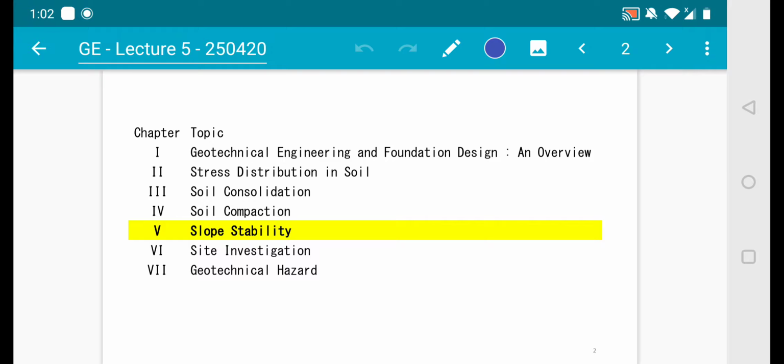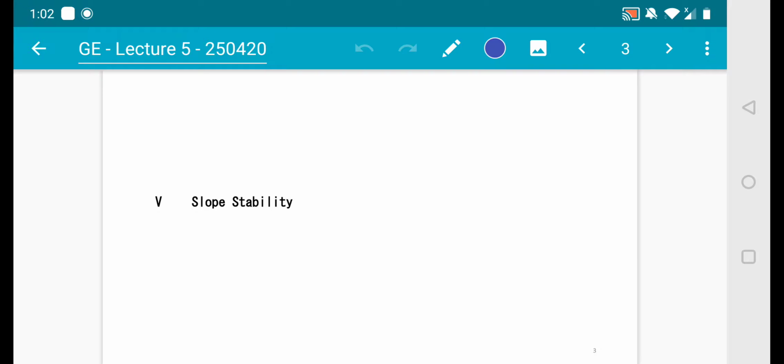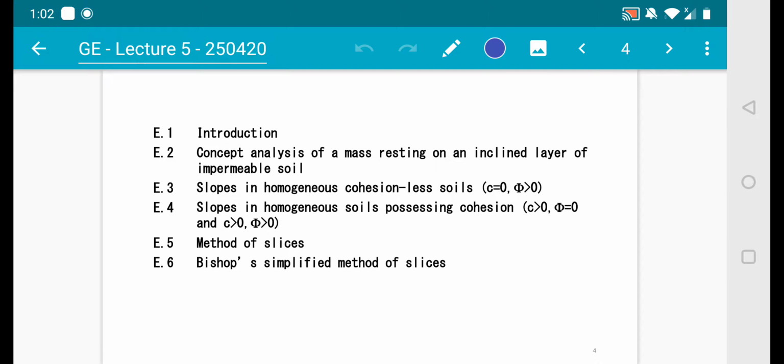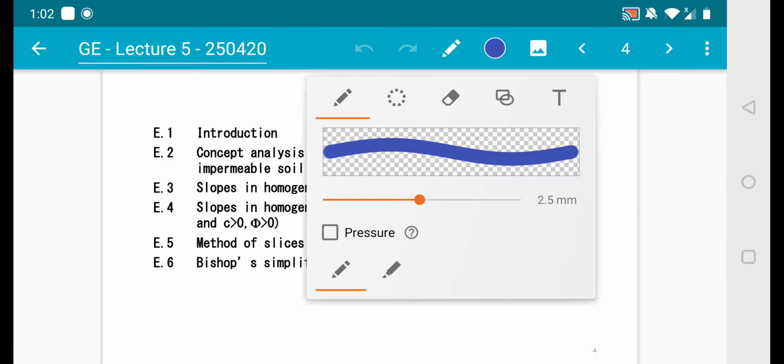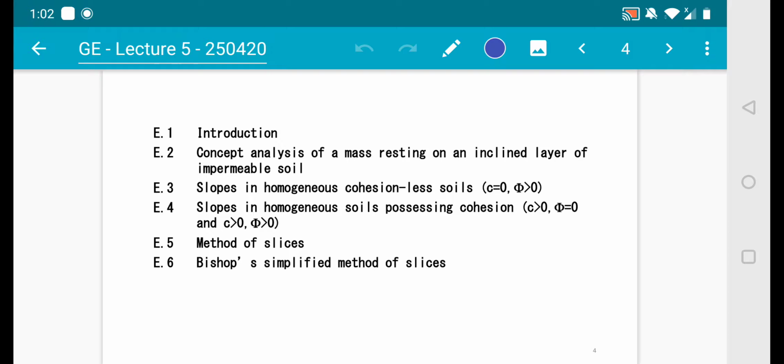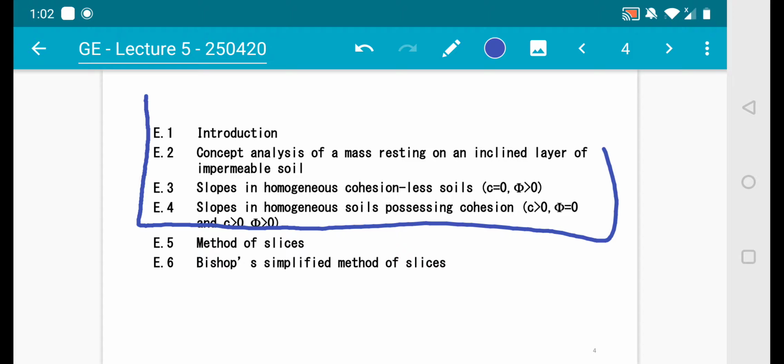As promised, today we're going to be moving forward to chapter number 5, which will be focusing on slope stability. Again, this chapter is divided into two parts. The first part will consider the subtopics of E1 to E4, and the remaining two subtopics will be covered in part number 2.